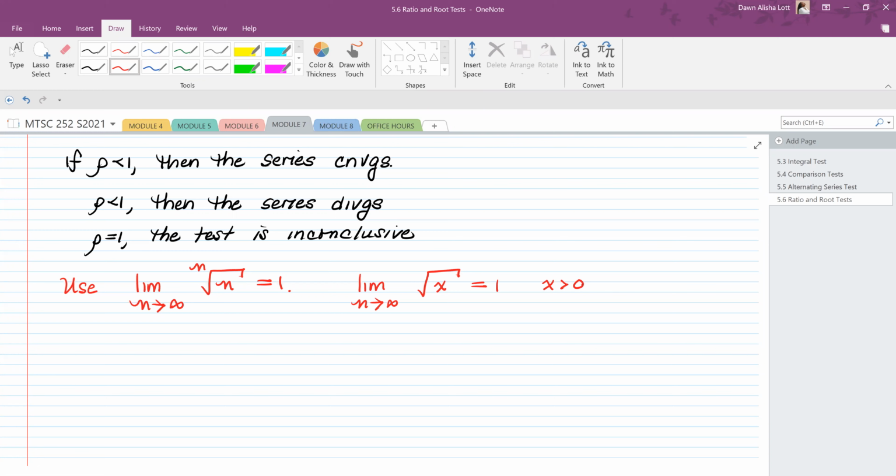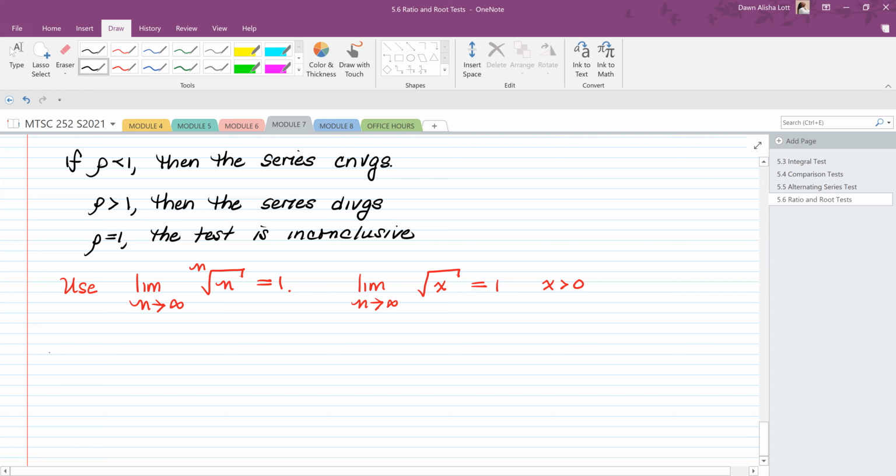Dr. Lott, yes. You have 2p is less than 1. All right. P is, and that's rho actually, but that's good. I'm fine with that. If it's greater than 1, then it diverges. Okay. All right.